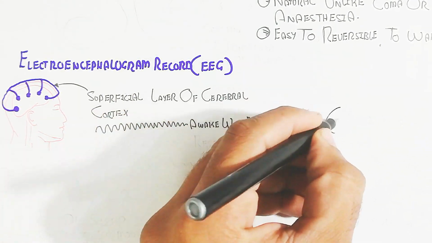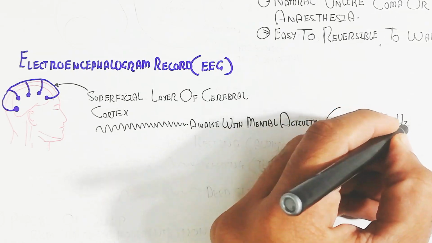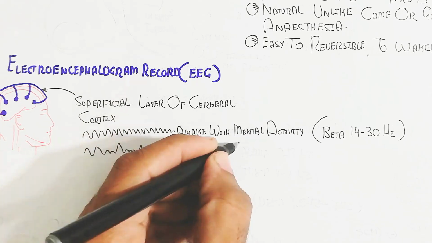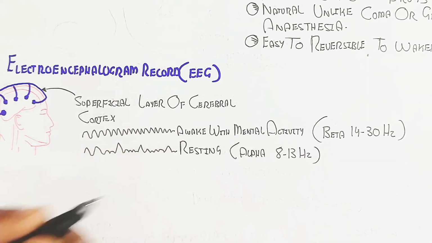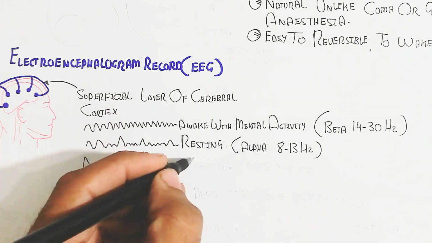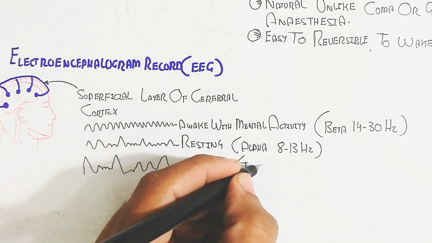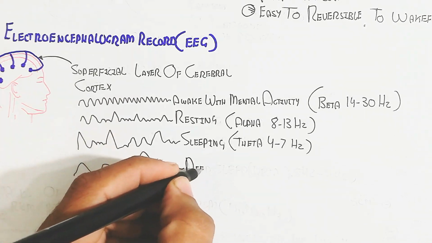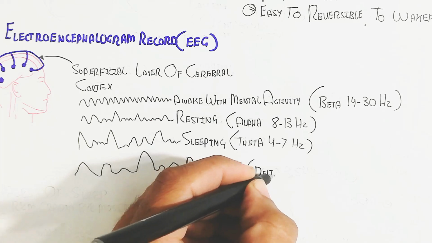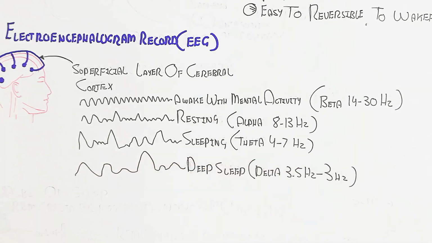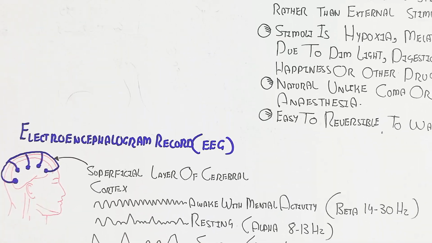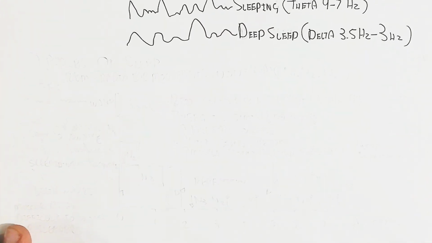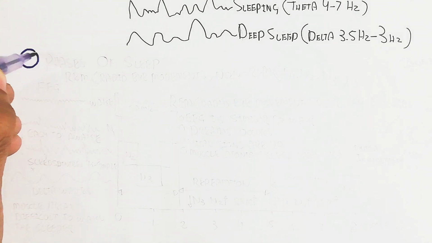Being awake with mental activity increases the beta waves, 14 to 30 hertz. It is the most active. During resting, the alpha waves, 8 to 13 hertz, increase. During sleep, the theta waves, 4 to 7 hertz, have a lower frequency, while deep sleep is the delta waves, 3.5 hertz to 3 hertz. It is a very low frequency of the brain waves, which is detected through EEG, the electroencephalogram record.